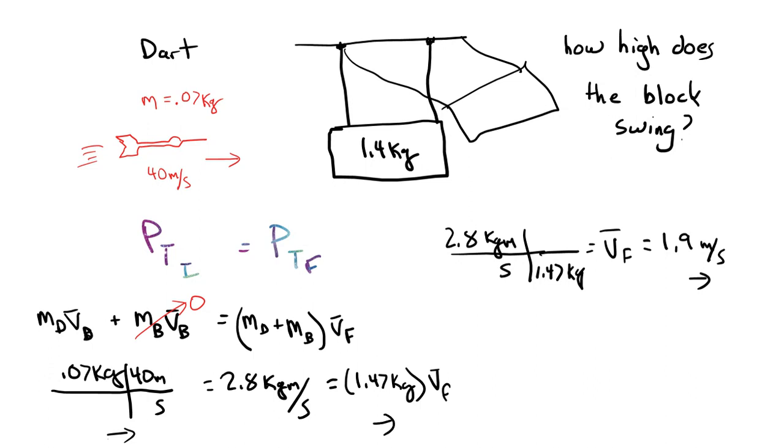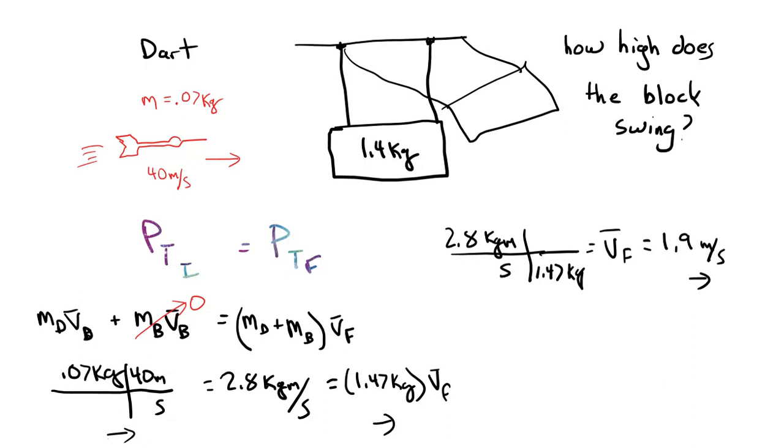Now, we're not done because we asked the question, how high does the block swing? And after the collision, the block's going to swing up. Well, now there's no more collisions. Now we're dealing with the pull of the earth. We have an outside force that we didn't deal with before. So we can't really look at this second part in terms of collisions and momentum, but we can look at it in terms of energy.